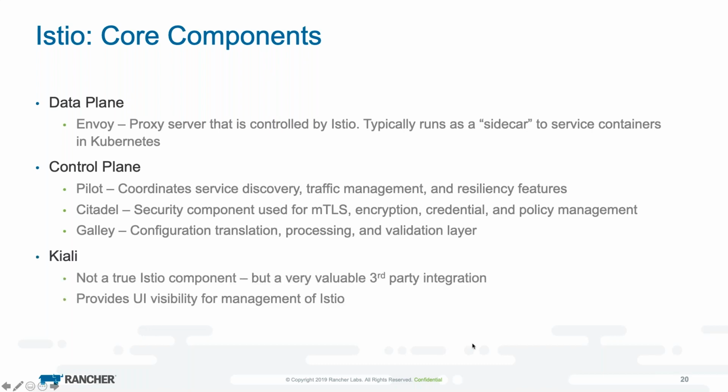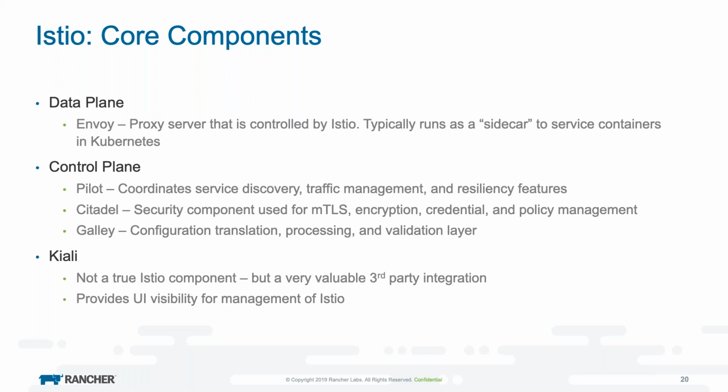The final component on this page that's not really an Istio component, but it's really valuable, is something called Kiali. So Kiali is not a true Istio component. It's a third-party integration, and what it gives us is visibility for the management of Istio. So Kiali is an awesome tool that allows us to see traffic flows in Istio, so seeing what goes where. It allows us to configure different pieces of functionality to track metrics if we have Prometheus and Grafana enabled. Kiali is just this great tool to manage Istio.